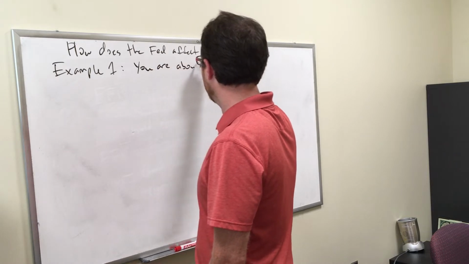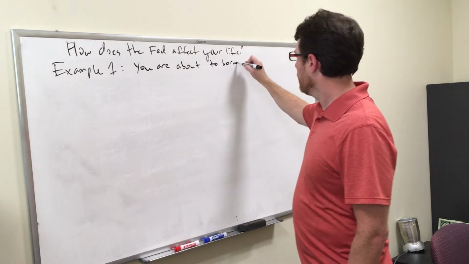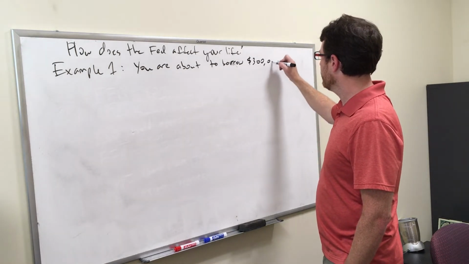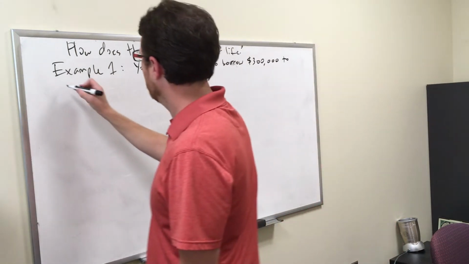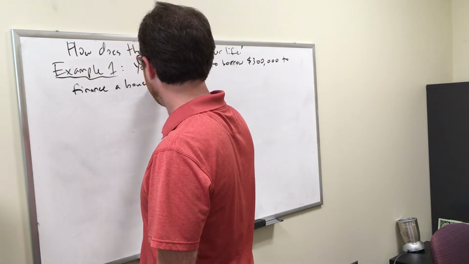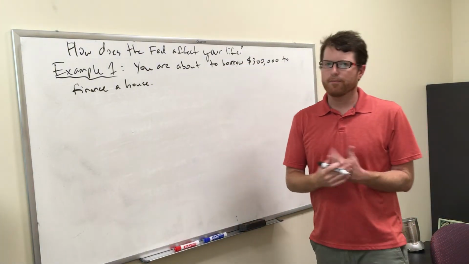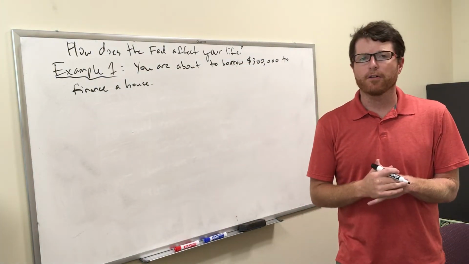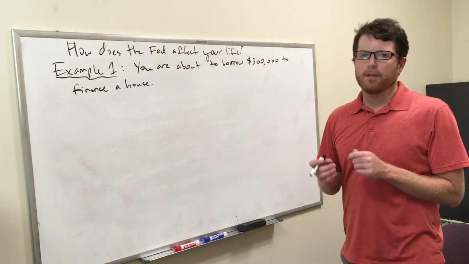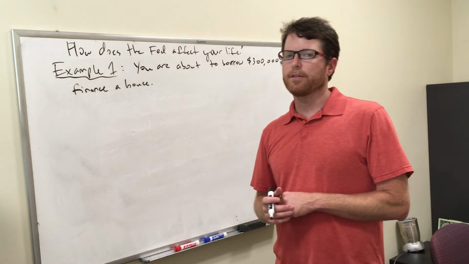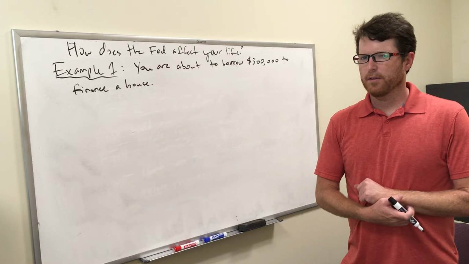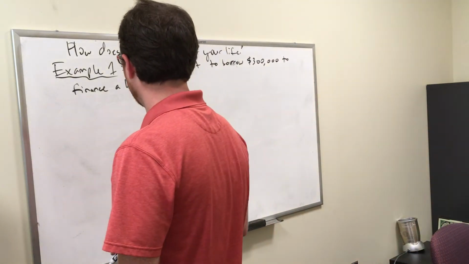Let's say you're about to borrow some money. Maybe you're going to borrow $300,000 to finance a house. Right? Maybe you're buying a $340,000 house, putting $40,000 down, so you owe $300,000, and that's what you're borrowing. Okay? The interest rate that you're going to end up paying on this house is going to be highly correlated with what the Fed decides to do. Okay? So within this example, let's imagine one possibility.